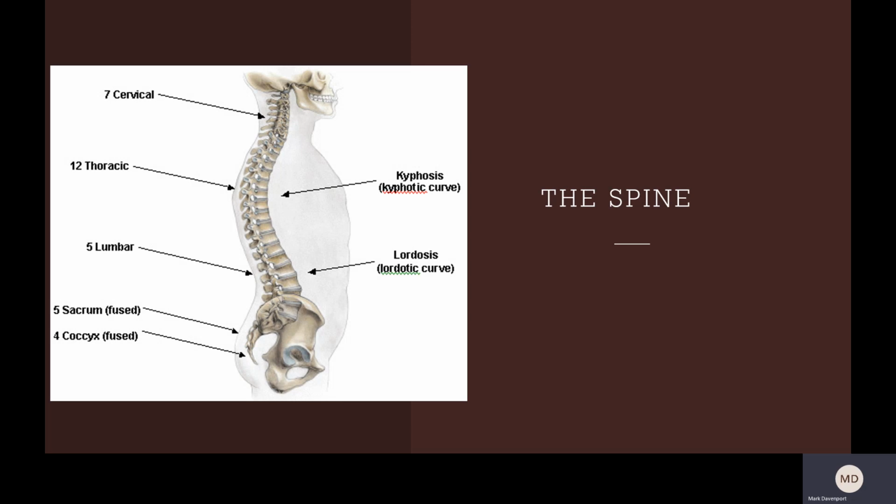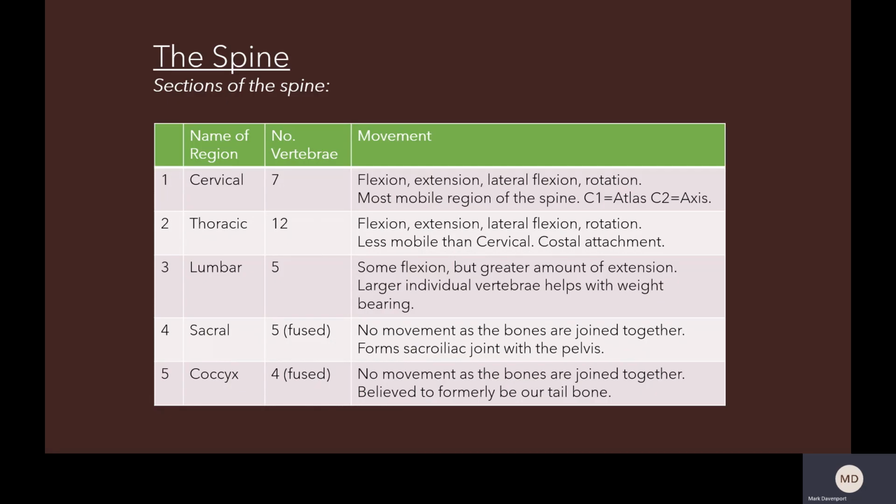We have the lumbar, which consists of 5. Then we have the sacrum, which consists of 5, and the coccyx, which consists of 4. They are fused, which means there are no discs in between. They're just fused together. I'm going to talk about the curves in another slide.